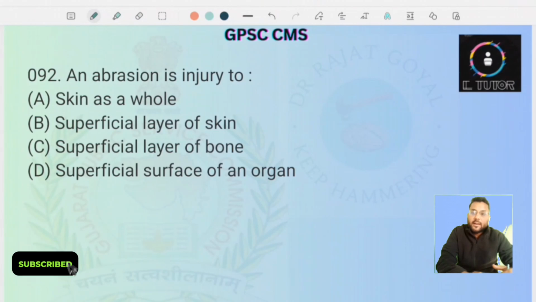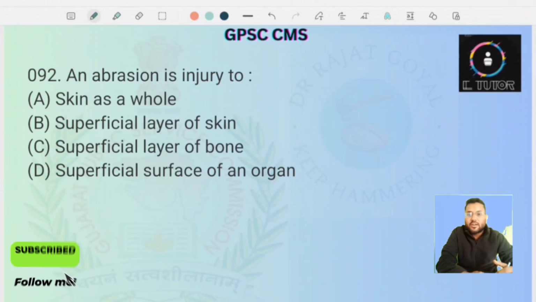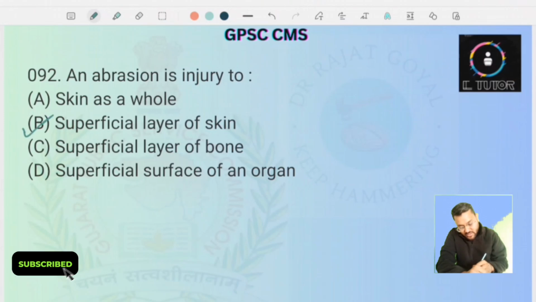Next question is: an abrasion is injury to. So abrasion is the superficial injury. So answer here will be option number B, which is superficial layer of the skin is damaged in abrasion. Skin as a whole is not damaged in abrasion. Superficial layer of the bone, no. Superficial surface of the organ, no. Only superficial layer of the skin is damaged in the abrasion. So answer will be option number B.